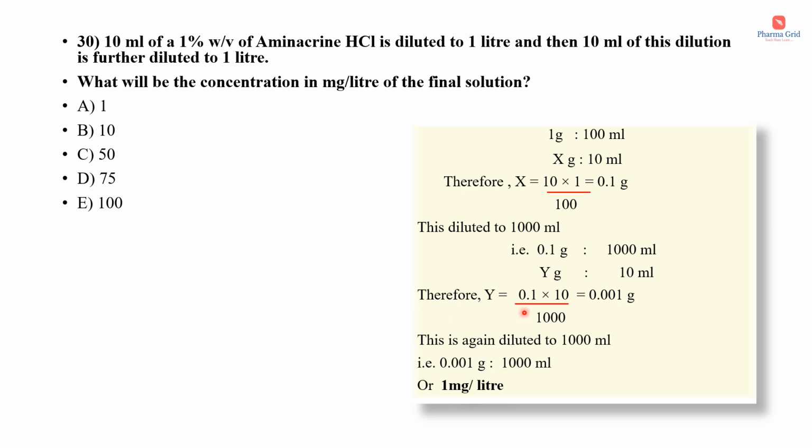Therefore y is equal to 0.1 into 10, by cross multiplying we will get 0.1 into 10 divided by 1000, that is equal to 0.001 gram. And this is again diluted to 1000 ml. So this 10 ml is again diluted to 1000 ml. So the concentration will be 0.001 gram present in 1000 ml, or we can express it as 1 milligram per liter. So here the correct answer is option A, that is the concentration in milligram per liter of the final solution will be 1.